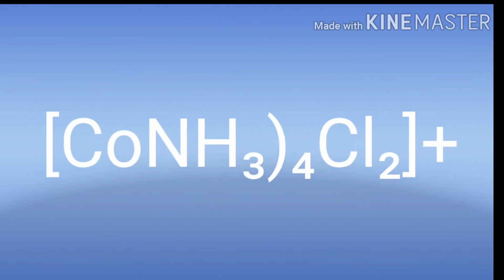The example for heteroleptic complexes is [Co(NH3)4Cl2]+. In this complex, cobalt, that is the central metal ion, is attached to two types of ligand, that is amine and the second one is chlorine. That's why it is an example of a heteroleptic complex.